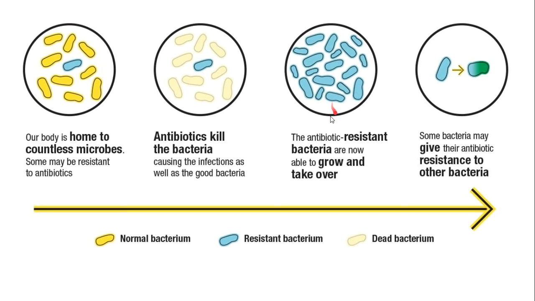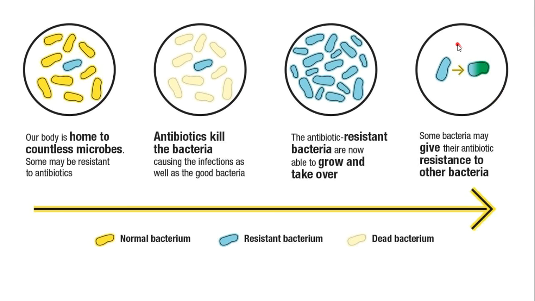So the next stage, the antibiotic resistant bacteria are now able to grow and take over. In my third circle here, I would take my blue pen or my blue highlighter, and now all of the bacteria are blue. Remember, originally they were mostly yellow with just the one blue, but that one blue survived the antibiotics, and now all of the bacteria are antibiotic resistant. Some bacteria may give their antibiotic resistance to other bacteria.